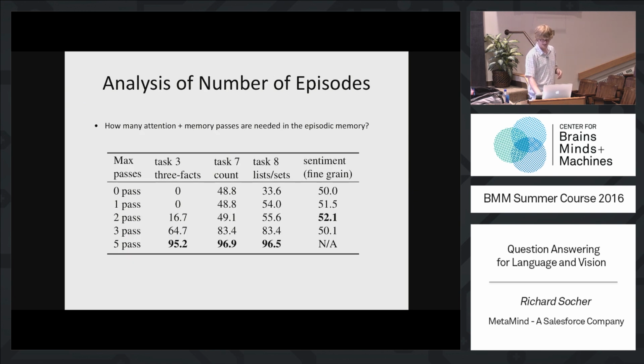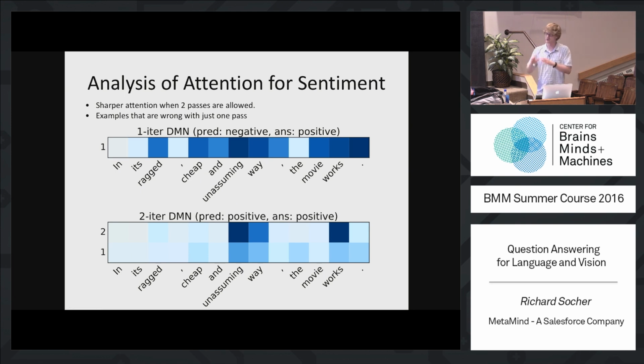And again, at this point you're really pushing the state of the art, or not very significantly, but it's a really, really hard example. So in its ragged, cheap, and unassuming way, the movie works. It doesn't get it right if it can only go over the input once, but if it can go over twice, you see the general pattern: in the beginning, it's a little cautious, and pays more attention to things that obviously have some sentiment attached to them.